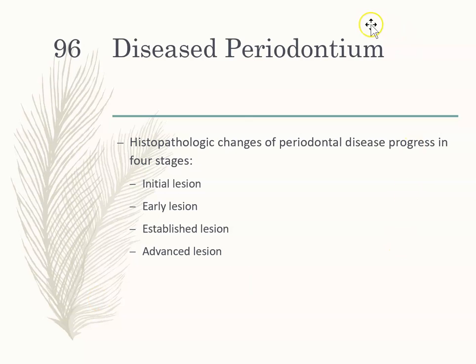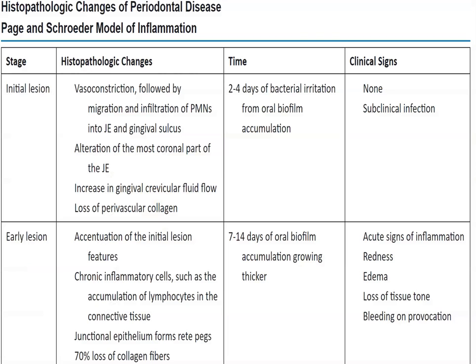Okay, so when we're looking at the periodontium, again, periodontium are the structures that are around the teeth. So the gums, the cementum, the PDL, the bone. So when you're looking at the periodontium, you can have 4 different stages: initial, early, established, or advanced lesions. So let's look at them.